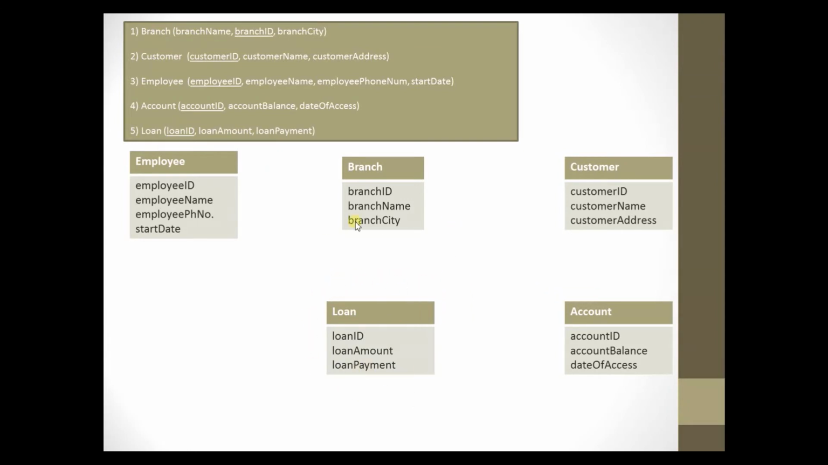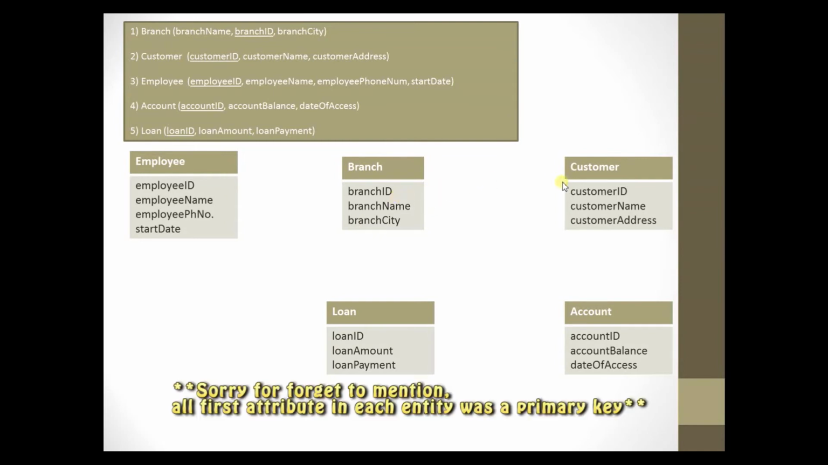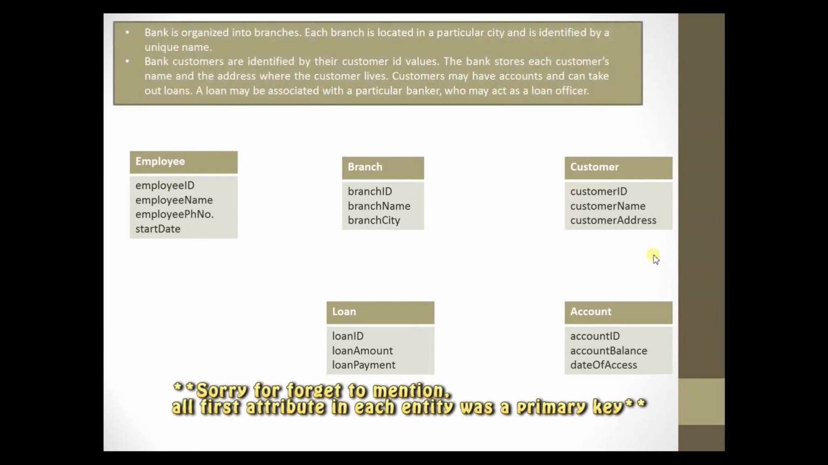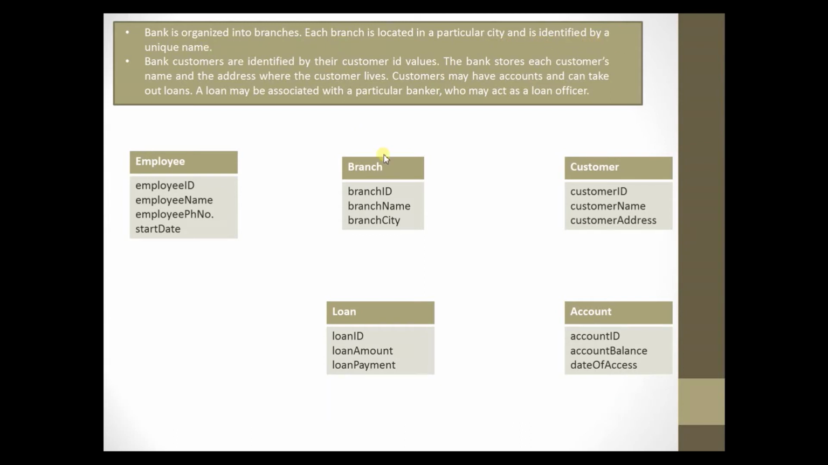Okay, next we want to define the relationship between each entity and their multiplicity. So now the case study, the first statement is: the bank is organized into branches. Each branch is located in a particular city and is identified by a unique name. So this is a branch and it has a unique name, branch ID, branch name, and branch city.